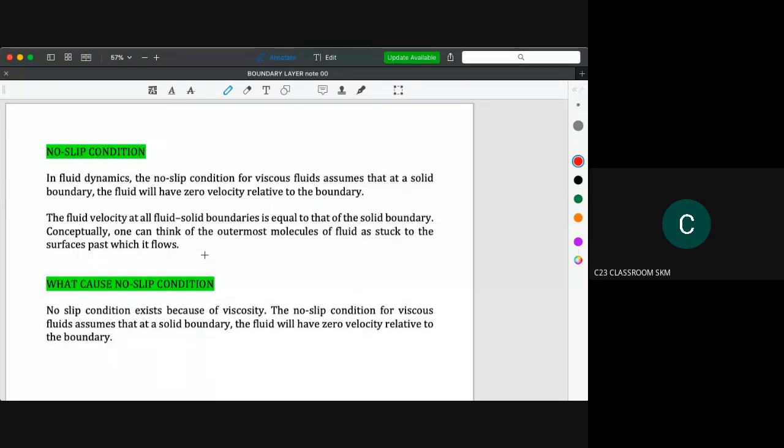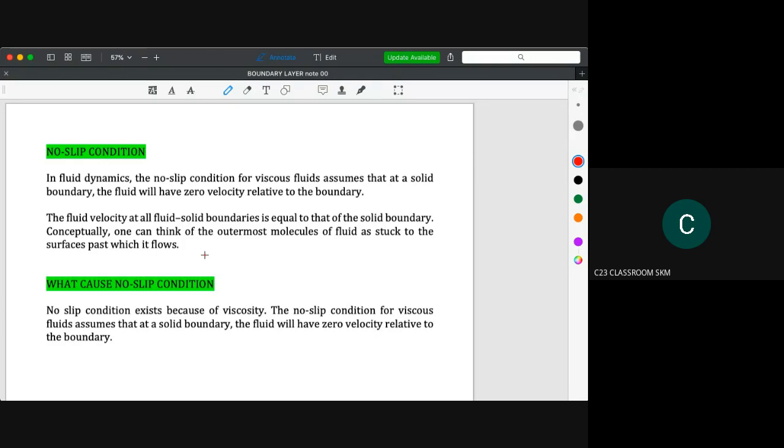In simple words, the no slip condition means the molecules of fluid are stuck very hard on the solid boundary, so they cannot move, and this creates zero velocity. So that is the phenomenon of the no slip condition.